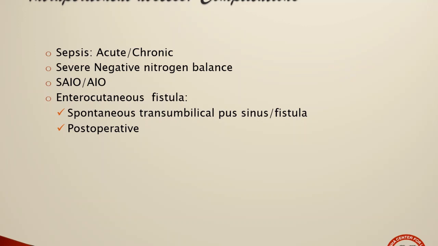Coming to the complication of intraperitoneal abscesses, you can have sepsis, either acute or chronic. You have a very severe negative nitrogen balance. In fact, the patient goes into severe hypoalbuminemia, and you've got a subacute canal obstruction, acute canal obstruction, enterocutaneous fistula formation, spontaneous transumbilical. You have a spontaneous bursting of an abscess through the umbilicus, or you can have a fistulization, fecal content from the umbilicus, or it could be a postoperative scenario.